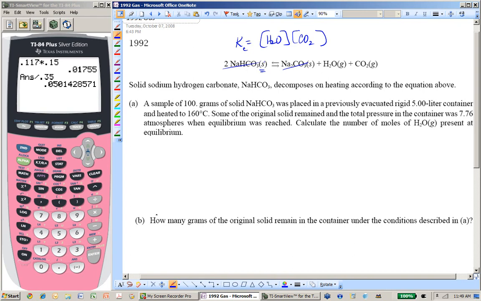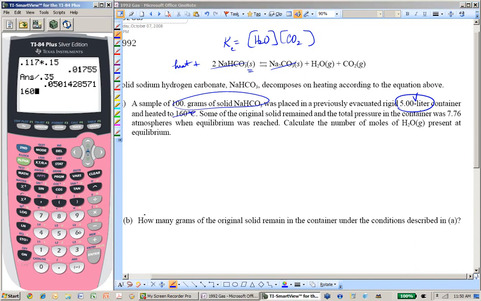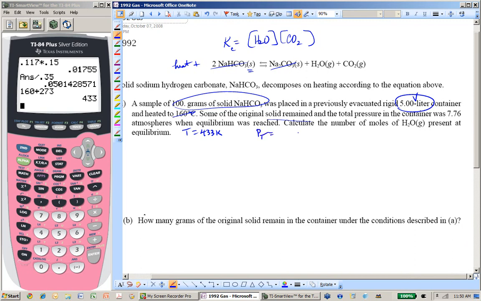So solid sodium hydrogen carbonate decomposes on heating, again with the heat business, according to the equation above. A sample of 100 grams of the solid was placed in a previously evacuated 5-liter container and heated to 160 degrees Celsius, but we won't fall for that. That's 433 Kelvin. Some of the original solid remained, and the total pressure in the container was 7.76. I'm feeling Kp coming on.